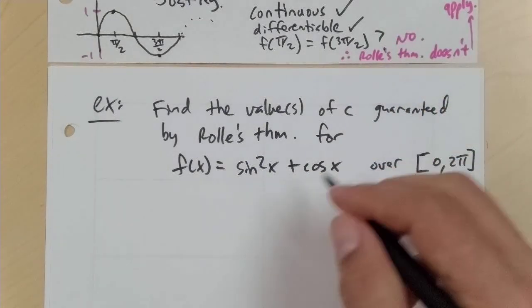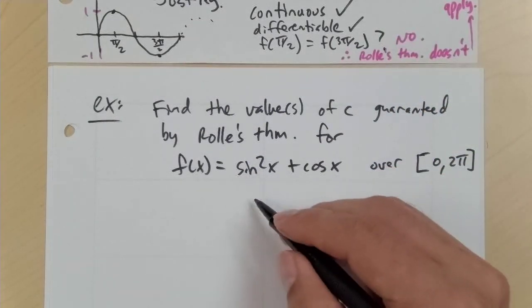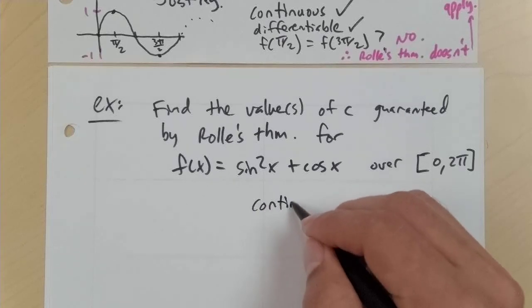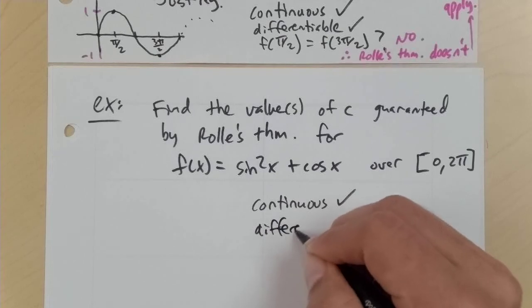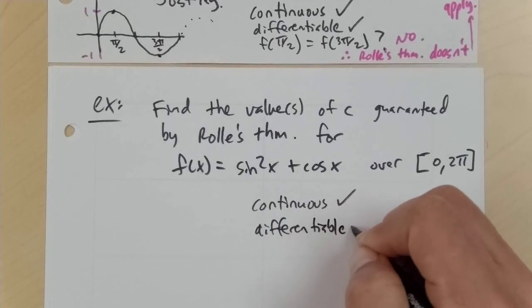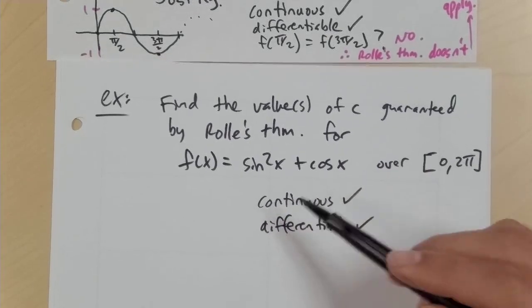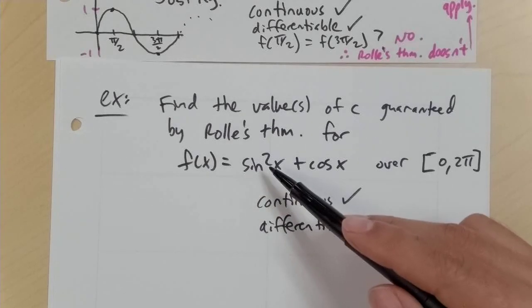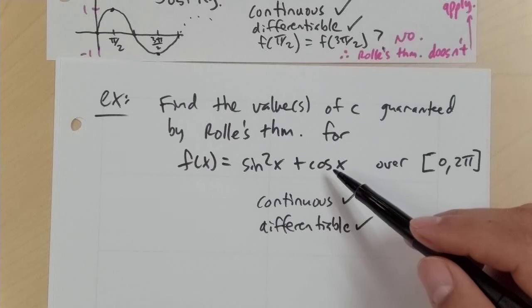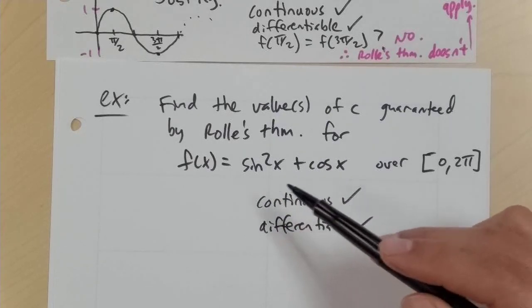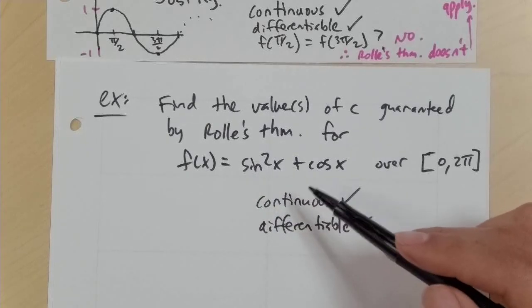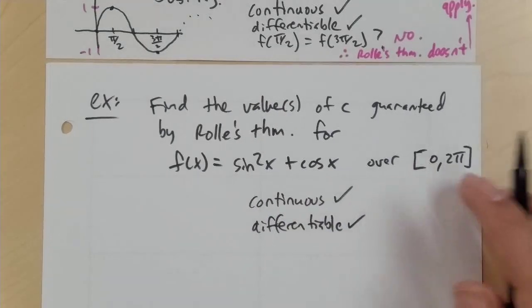All right, so first, this is a continuous function. This is differentiable. If you're wondering how I'm doing that without looking at the graph, I know that sine of x is continuous. Squaring it isn't going to do anything. Cosine of x is continuous. Adding those two together is still going to keep it continuous. You can take derivatives all day for sine and cosine, so that's not an issue.